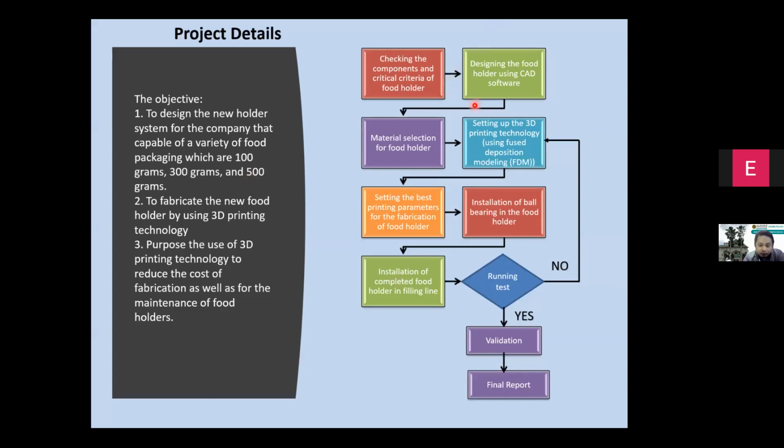And this is the flow chart for the project. So we need to identify the critical criteria of the food holder. Then we have to design, and then we choose the material for the food holder. As long as it's biodegradable, it should be okay, because we don't have direct contact with the food. So PLA plus, I think, is the best for this project. And then we set up the 3D printing FDM, all the printing parameters, the best printing parameters, and also installation of the ball bearing. There is a lock on the food holder, and we did a lot of tests to make sure that the food holder runs smoothly. And then the last one, yeah, we have to validate the food holder.